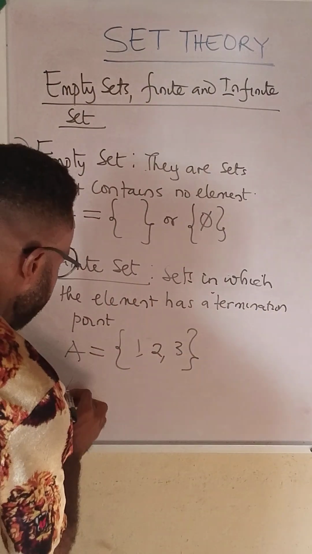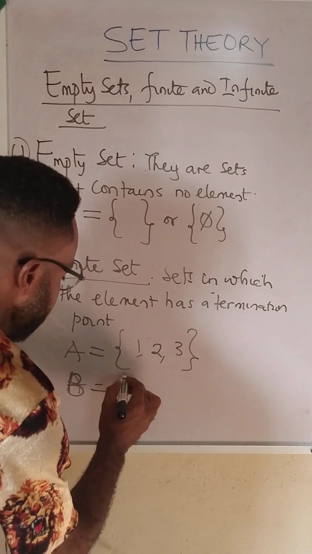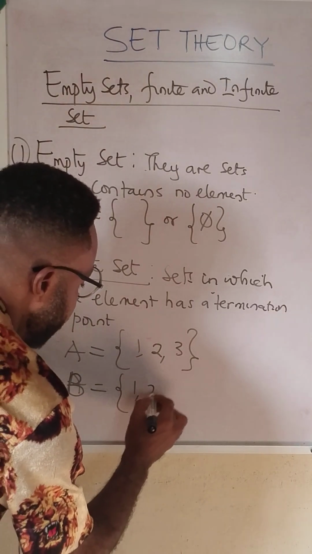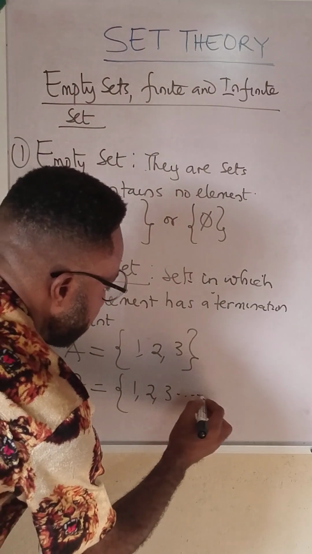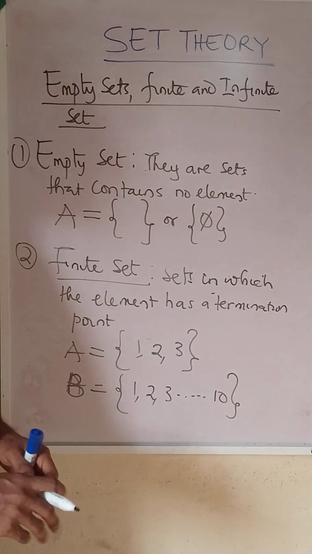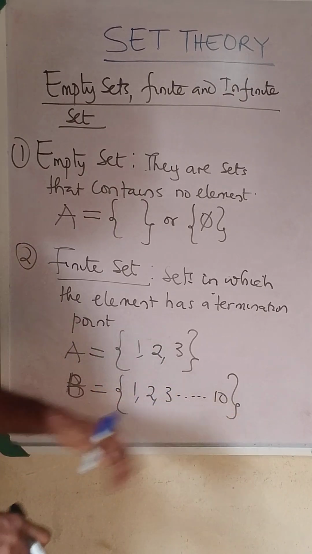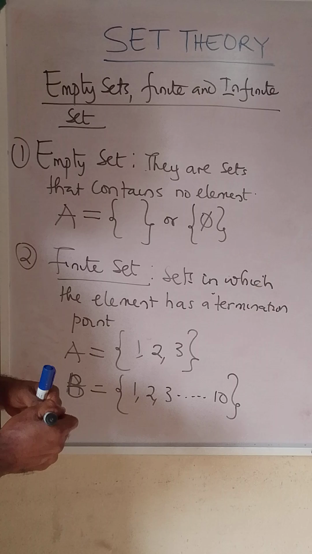We can also have this. This is also a finite set, assuming we call this B. Assuming it ends here, because we know of the last number. The last number is 10. So this is also a finite set.